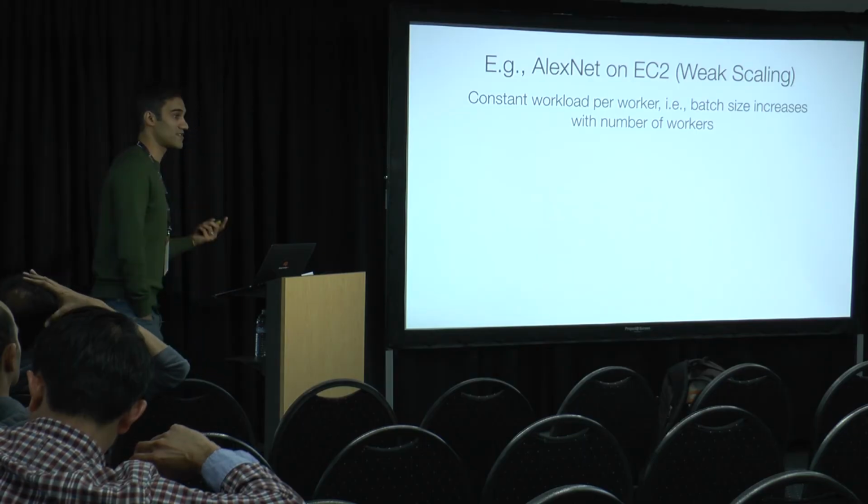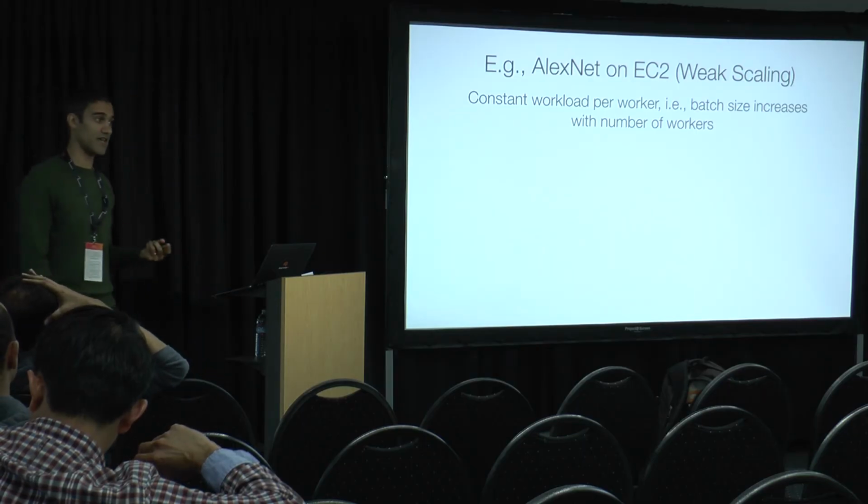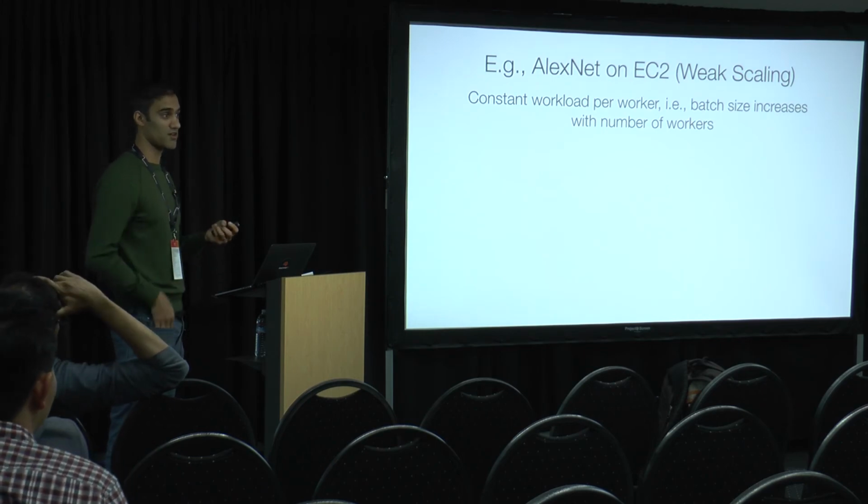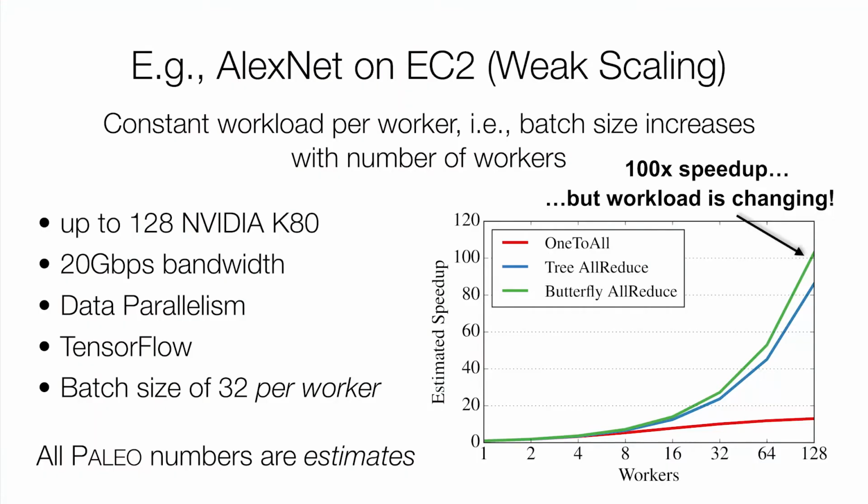We then wanted to run a similar experiment, but now assuming weak scaling. The idea here is that we assume a constant workload per worker. So as you scale to more and more machines, you're still doing the same amount of work per machine, and the overall batch size increases with the number of workers. We use the same setup as before, except the batch size, instead of being fixed, is fixed per worker. So every worker you add is processing 32 data points before sending a message back to the master. And in this setting, we get much better results.